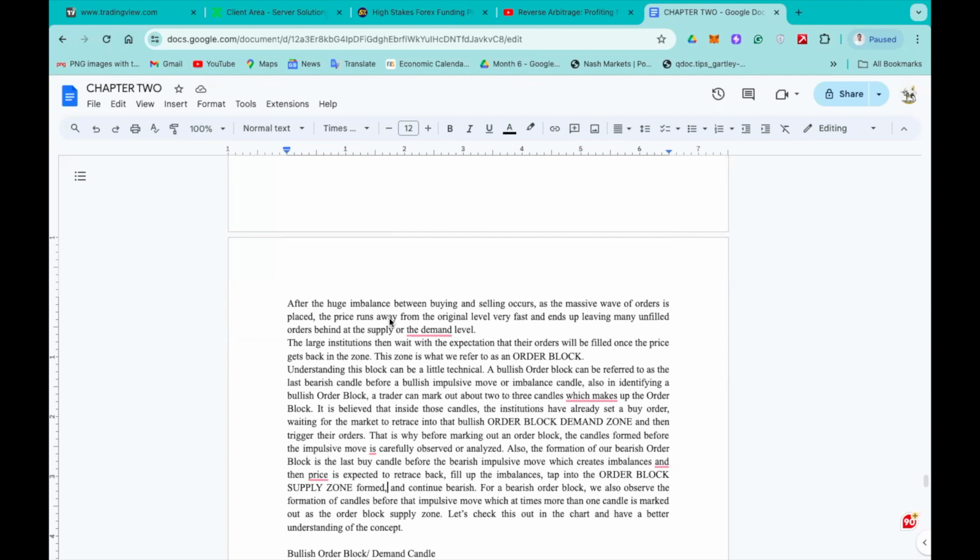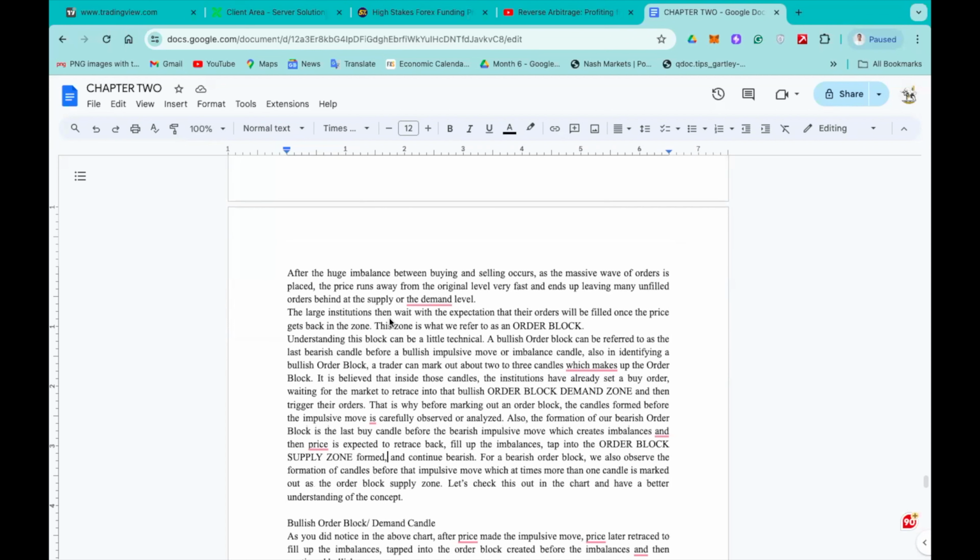price runs away from the original level very fast and ends up leaving many unfilled orders behind at the supply level or demand level. The large institutions then wait, expecting that their orders will be filled once the price gets back into the zone. This zone is what we refer to as order blocks.